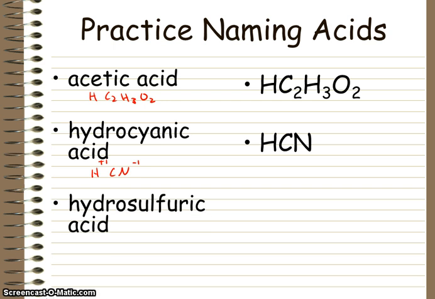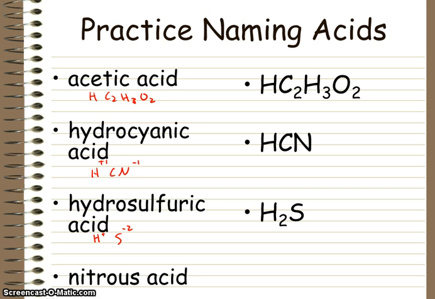Hydrosulfuric acid. Acid tells us there's hydrogen as our positive ion. Hydro tells us there's no oxygen in the negative ion. And the stem tells us that the negative ion is sulfur. Sulfur becomes a sulfide ion with a -2 charge. We're going to take the 1 from the hydrogen and the 2 from the sulfide, and we're going to get H2S.